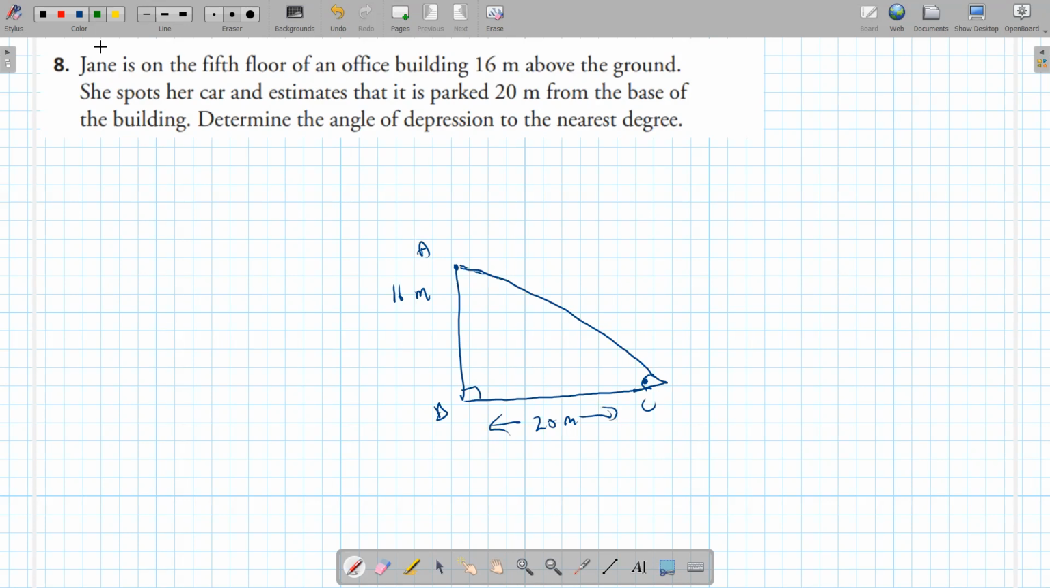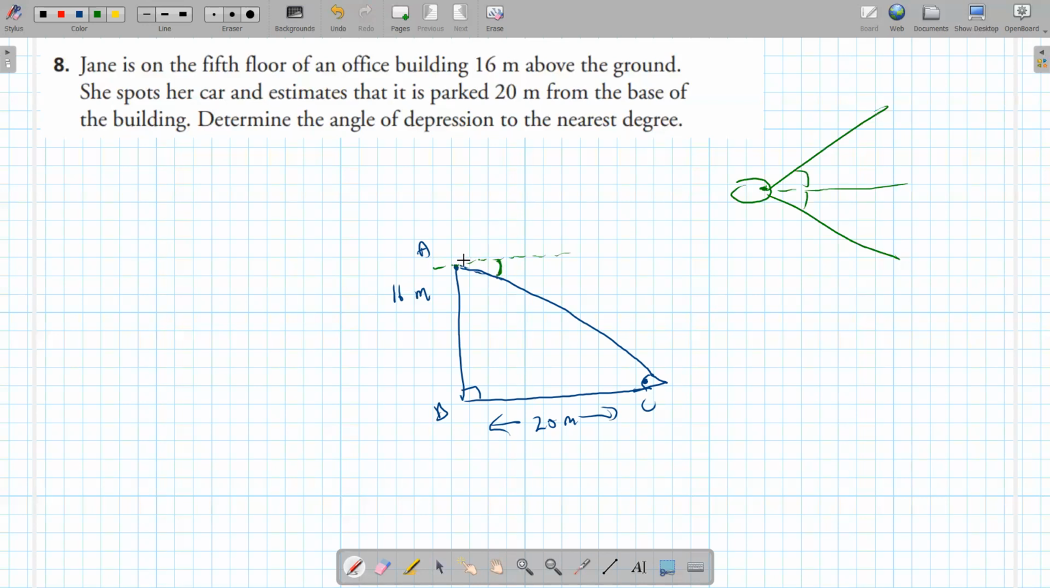Is it C? No, angle of depression and elevation is always, you see, this one is elevation, this one is depression. So it can't be at C because she's at A, her eyes are at A, yeah? You see this? This is her eyesight. The angle of depression, is it gonna be the inside part or the outside part? No, it's gonna be the outside part, okay?